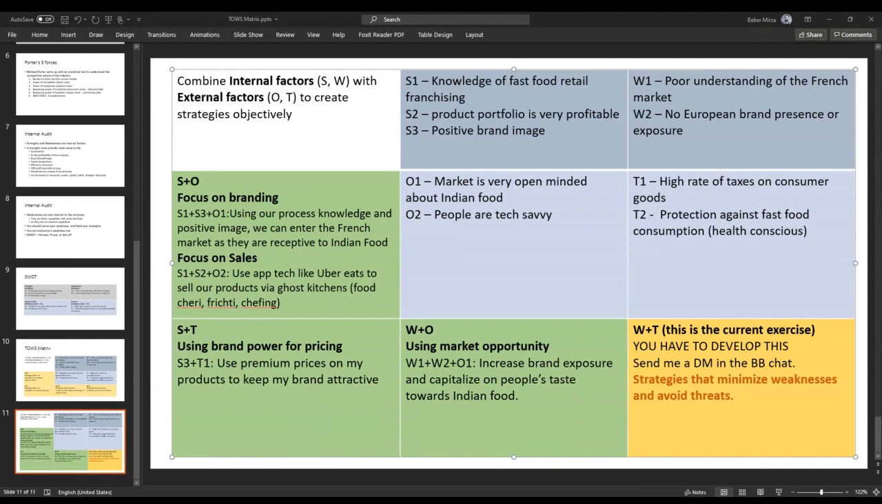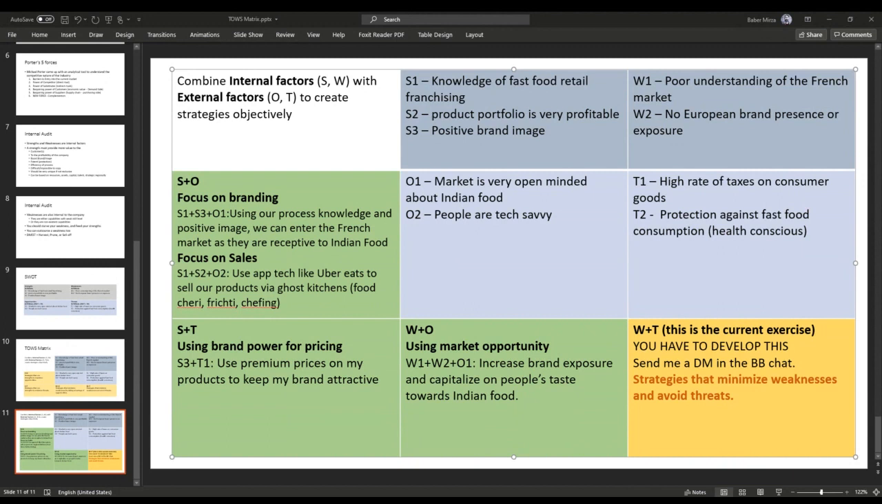Anyways, the first strategy was when I was developing it. I combined these elements: opportunity number 1 and strengths 1 and 3. Strength 1 was knowledge of fast food retail franchising and a positive brand image, combined with a market which is open-minded about Indian food. So I illustrated my point saying: using our process knowledge and positive image, we can enter the French market as they're receptive to Indian food, and I call this focus on branding. That's my strategic option. Make sense?